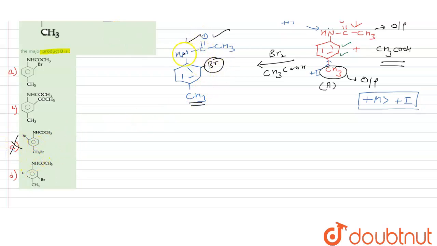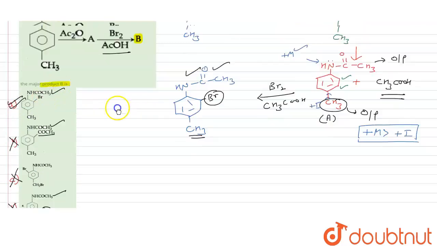Now we have the NHCOCH3 group, and this is common in options A, B and D. With respect to this group there is a bromine here, so this will be our answer. If you see option B, there is a COCH3 at the ortho position, so this cannot be our answer. And in option D, the bromine is at the meta position with respect to this group, so this cannot be our answer. So we are left with the correct option, that is option A, and this will be our correct answer. Hope this answered your question.